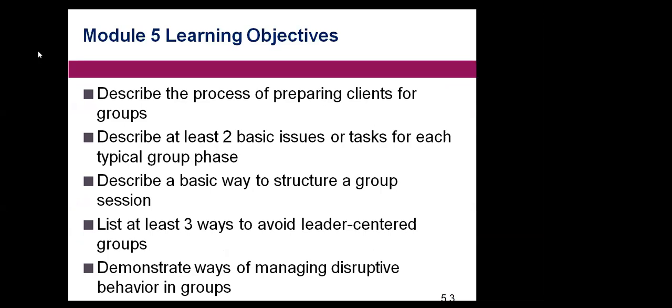One, describe the process of preparing clients for groups. Number two is to describe at least two basic issues or tasks for each typical group phase. The third one is to describe a basic way to structure a group session and list at least three ways to avoid leader-centered groups, and also to demonstrate ways of managing disruptive behavior in groups. So at the end of the module, we should be able to answer these questions.